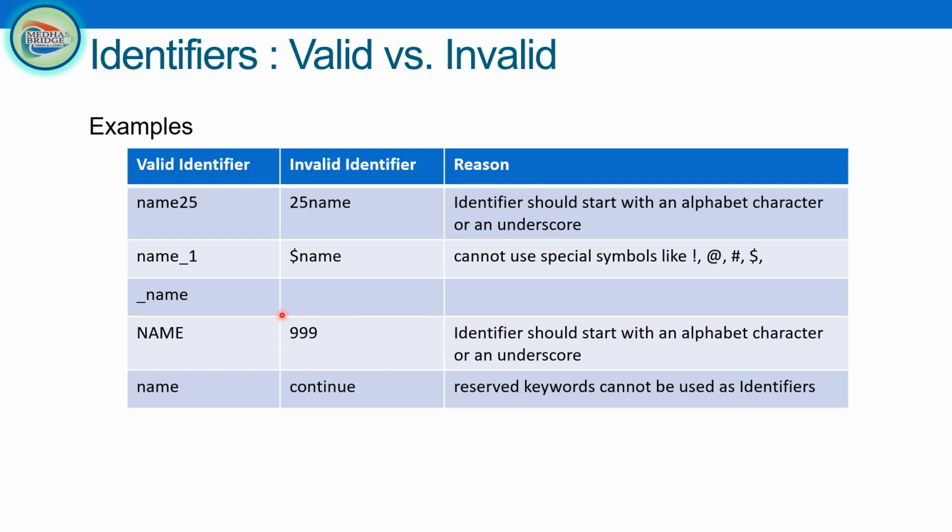And the next example, 999. It is an invalid identifier. An identifier should start with an alphabet character or underscore only. And continue is another example. Reserved keywords cannot be used as an identifier.